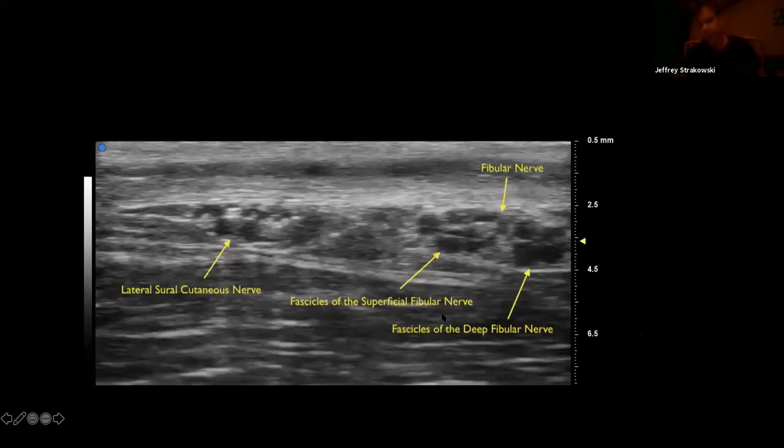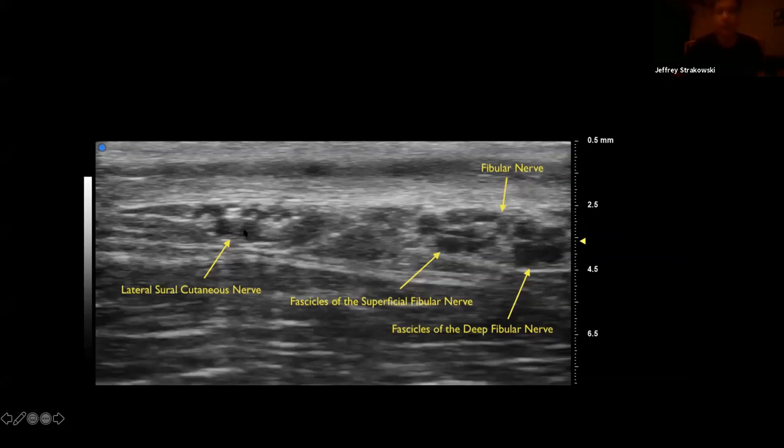So generally the deep fascicles, and we find this, there may be some variation, but not a lot. Most of the time, the deep fibular fascicles run into the fibular tunnel first. So even though it's all under one epineurium, these are all separated. You can see them individually. And this isn't the same case, actually. I just put this for the clarity of the labels.